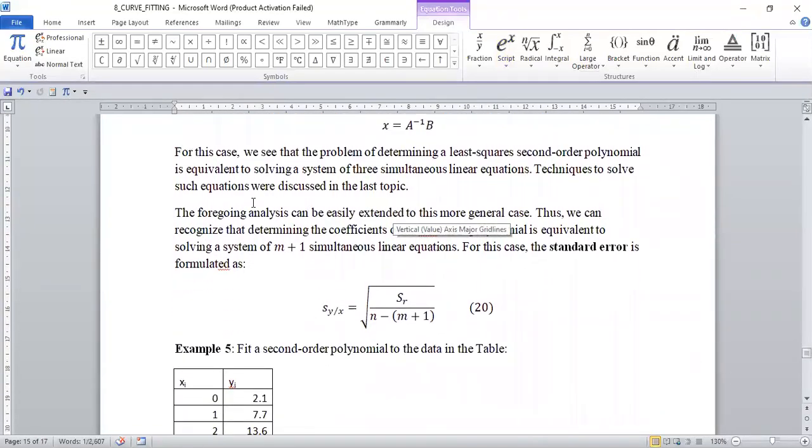And for polynomial regression, the standard error of estimates is given by this. So it's a little different. For linear regression, M is equal to 1. But for polynomial, M is equal to 2.